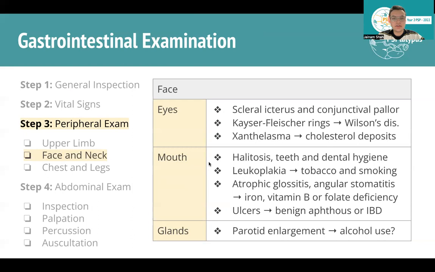And then a similar thing with scleral icterus. You have them pull up their eyelids, look down, you can see the whites of the eyes. And if they're yellow, that's a sign of jaundice.